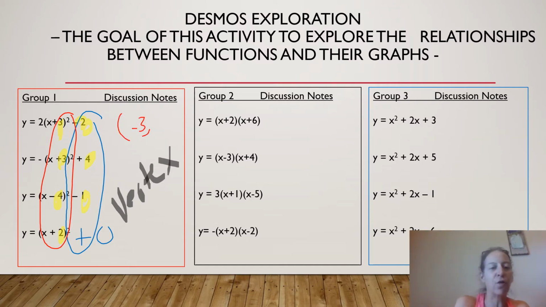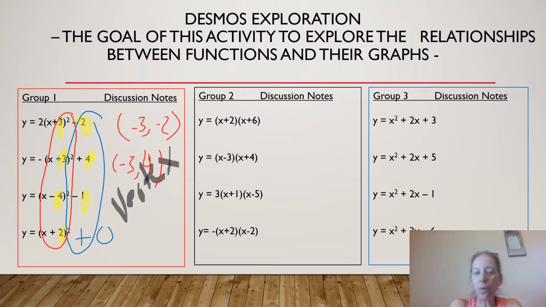So the vertex for the first one is -3, -2. The vertex for the second one is -3, +4, and so forth. That's a 4. There we go.